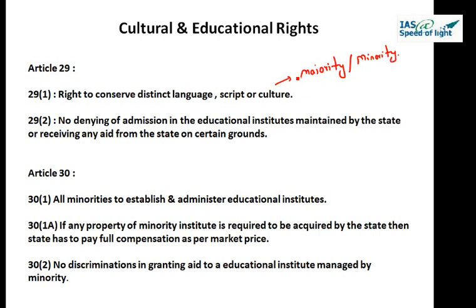This also talks about both the religious and linguistic minorities. Okay. Let's go to Part 2. No citizen shall be denied admission into any educational institution maintained by the state or receiving aid out of state funds on grounds only of religion, race, caste, language, or any one of them. So here we see this is an individual right, and the earlier one is a group right.